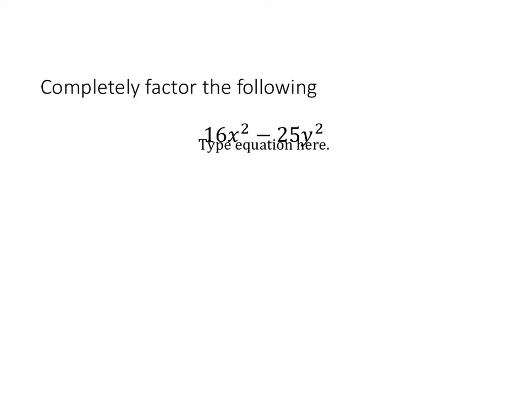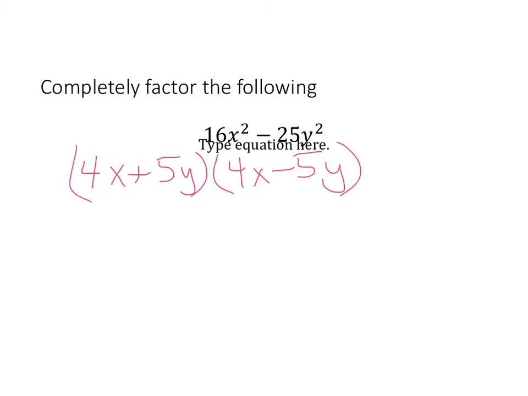Okay, so now what I want you to do is completely factor the following. And this is really unfortunate that we have this type of equation here. I didn't notice that before. But you know what? We're going to go with it. If you remember, this is a difference of squares question. So let's factor it, and we end up with 4x plus 5y and 4x minus 5y. All right, so all we're doing is factoring.